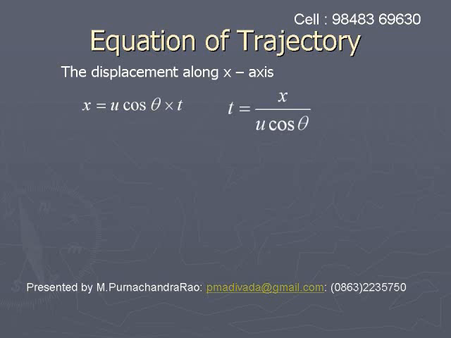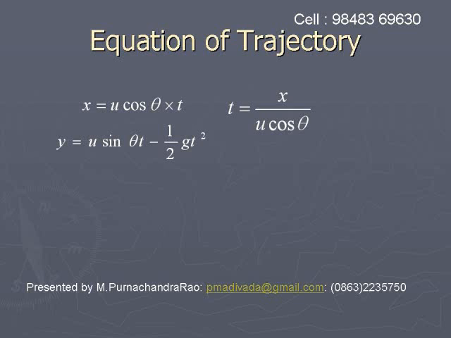The displacement along x-axis, x is equal to u cos theta into t. Therefore, t is equal to x by u cos theta. The displacement along y-axis is given by y is equal to u sin theta t minus half gt square. Let us substitute the value of t from the relation t is equal to x by u cos theta.